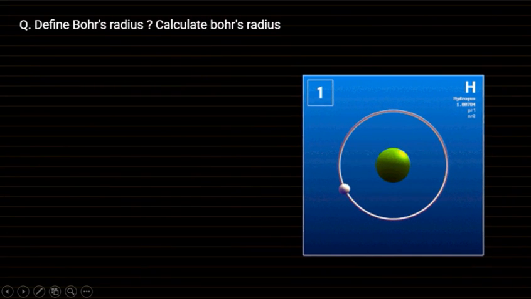So using the expression for the radius, now we will find the radius of a hydrogen atom. This is your hydrogen atom. The hydrogen atom consists of a nucleus inside which you have one proton, around which an electron revolves, and this atom has one electron. So using the expression for the radius which we have derived, we will find the radius of this hydrogen atom.